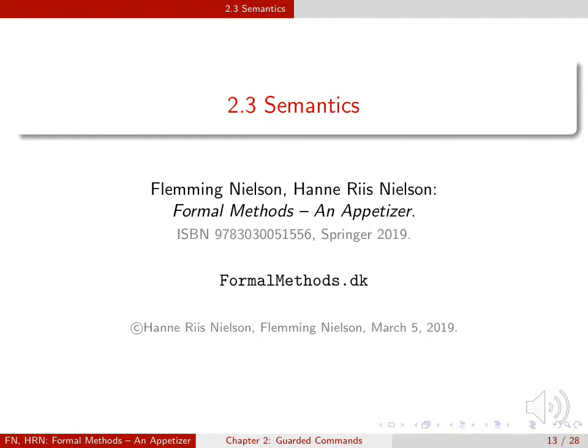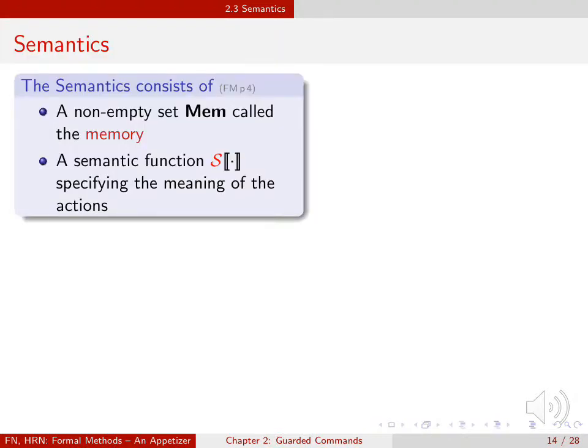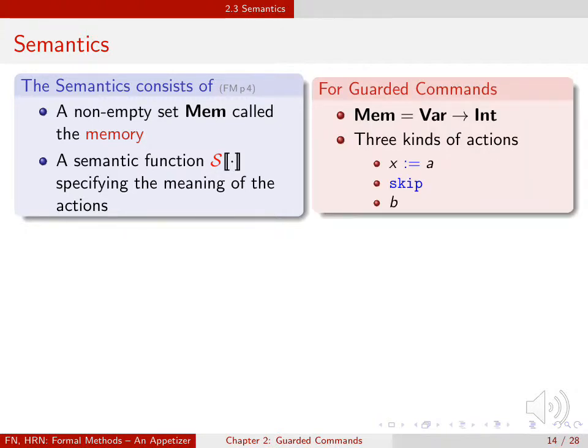We now define the semantics for program graphs as generated from guided commands. The semantics consists of a non-empty set called the memory, and a semantic function that for each action specifies how the memory is transformed. For guided commands, the memory is a mapping from variables to integers, and there are three kinds of actions to look at: assignment, skip, and pass if Boolean condition is true.